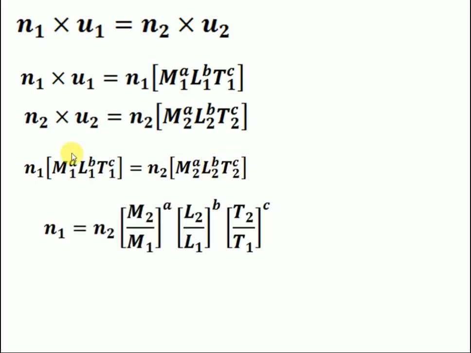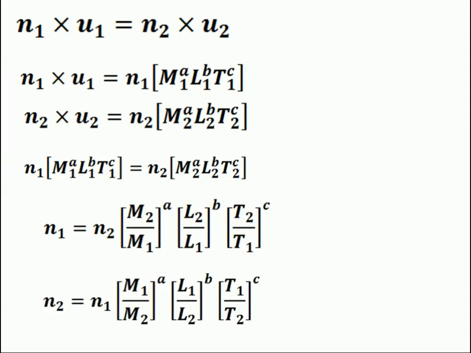Now if you want to find the value of n1, that is the numerical value in unit system 1, you will write n1 is equal to n2 into (m2 by m1) power a, (l2 by l1) power b, (t2 by t1) power c. If you want to find n2, you can write n2 is equal to n1 into (m1 by m2) power a, (l1 by l2) power b, (t1 by t2) power c. So if you're finding n1, you'll write all the 2's up and all the 1's in the denominator, and if you are finding n2, you'll write all the 1's in the numerator and all the 2's in the denominator.